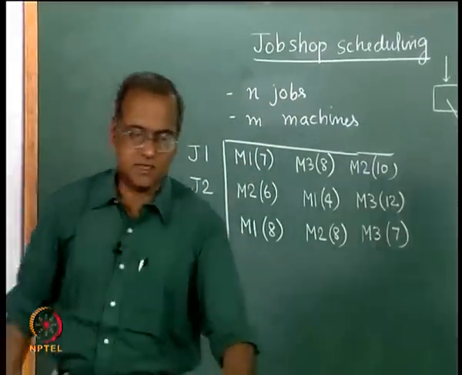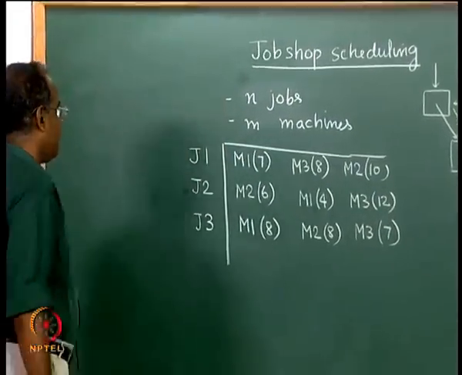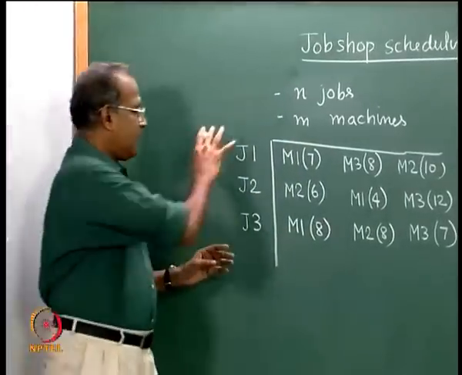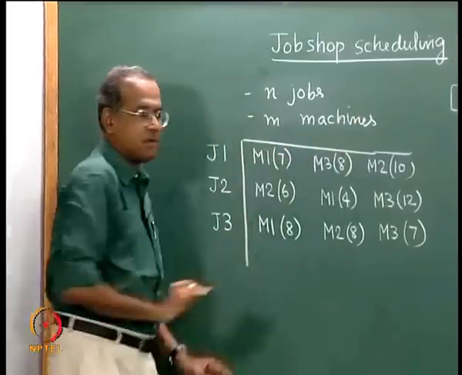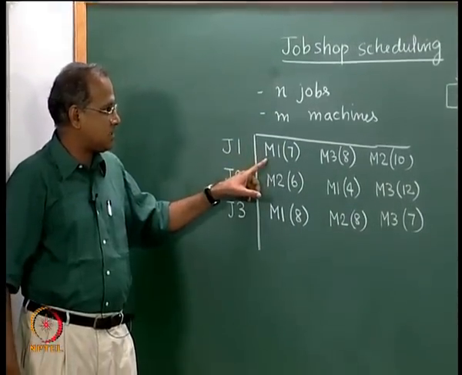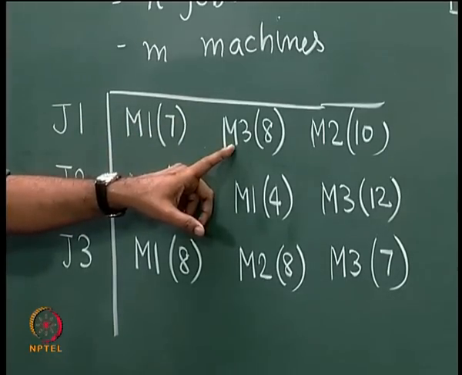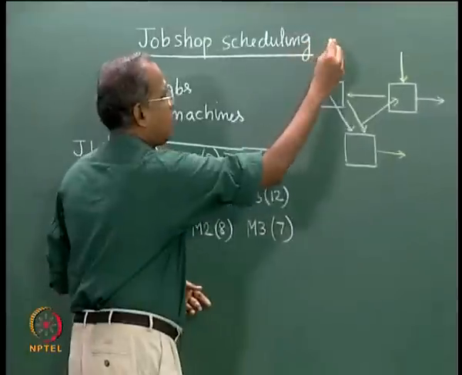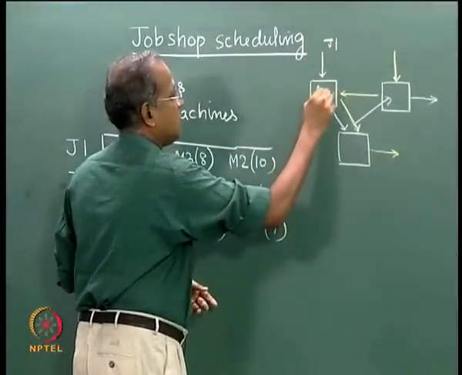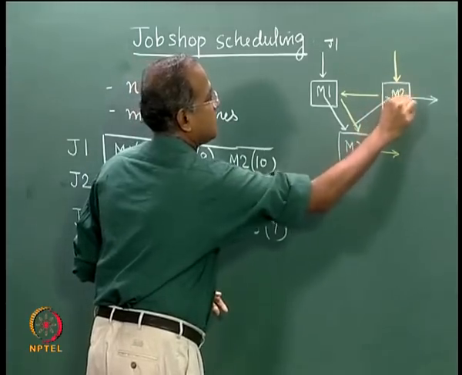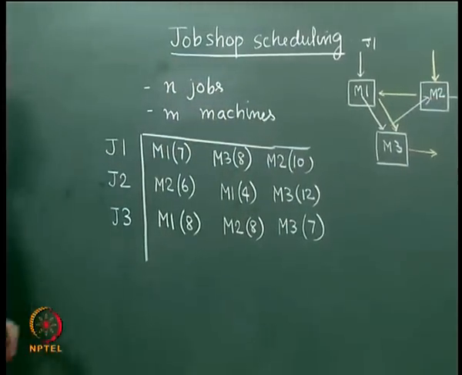Let us consider this particular example where there are 3 jobs and 3 machines. Each job has its own pre-specified route, which means job 1 will first visit machine 1, then visit machine 3 and then visit machine 2. It is like job 1 first visits machine 1, then machine 3, then machine 2 and goes out.